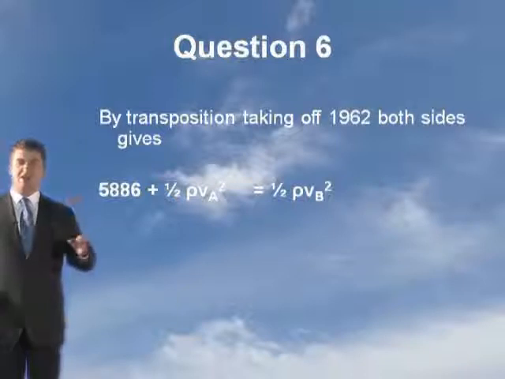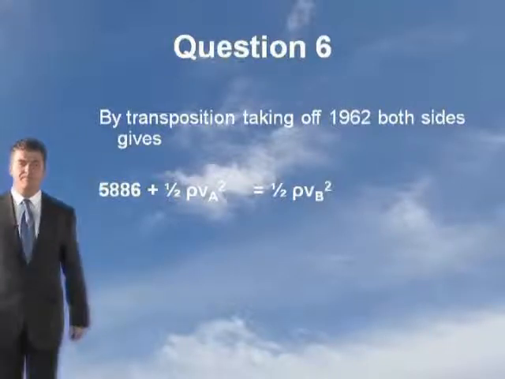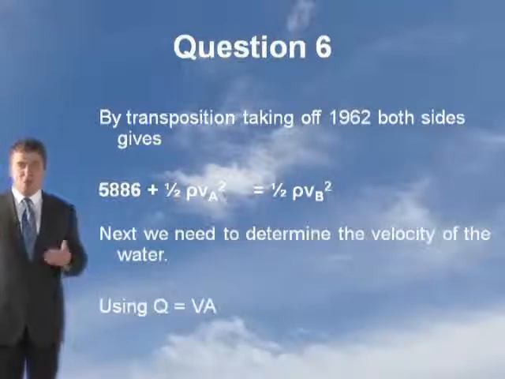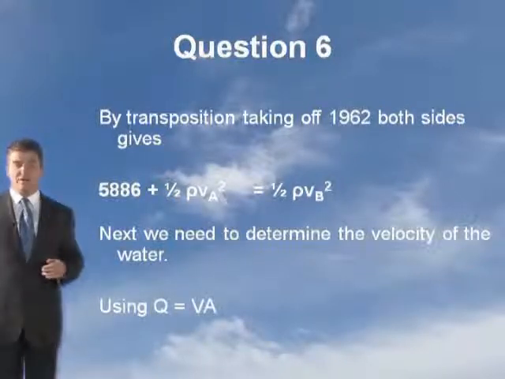Again, all you're trying to do is get the formula as small as possible. Now, the problem is, what do we need to determine? We need to determine the velocity of the water using Q equals VA. The problem you've got is we have two unknowns in the formula. We do not know what Q is and we do not know what V is. We can work out the area.